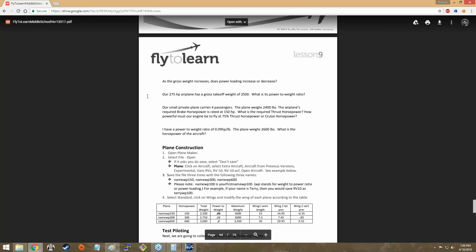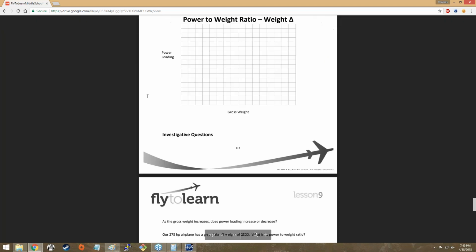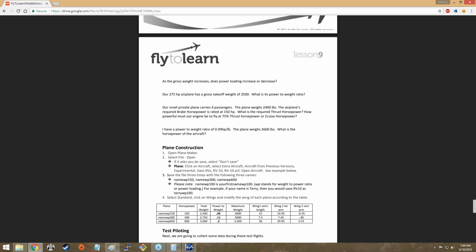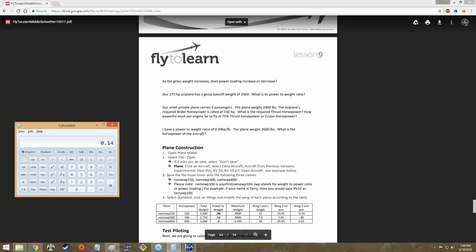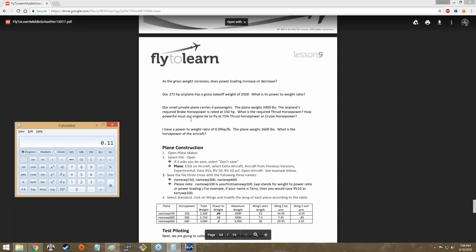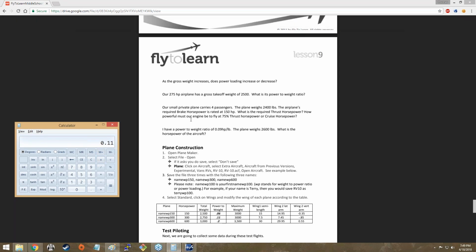So our 275 horsepower airplane has a gross takeoff weight of 2,500. What is its power to weight ratio? Well, 275 divided by 2,500, look at that, it's 0.11. Cool, that was easy. Our small private plane carries 4 passengers. The plane weighs 2,400 pounds. The airplane's required brake horsepower is rated at 150 horsepower. What is the required thrust horsepower? How powerful must our engine be to fly at 75% thrust horsepower or cruise horsepower?